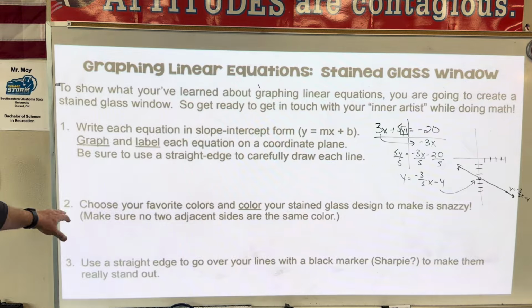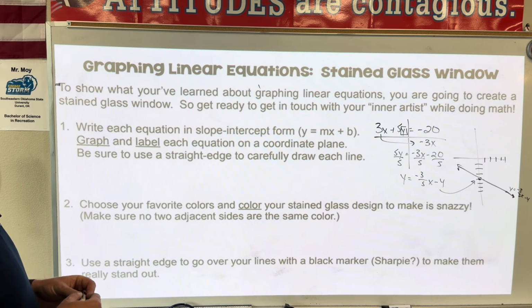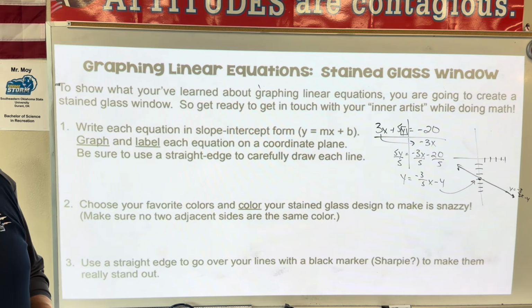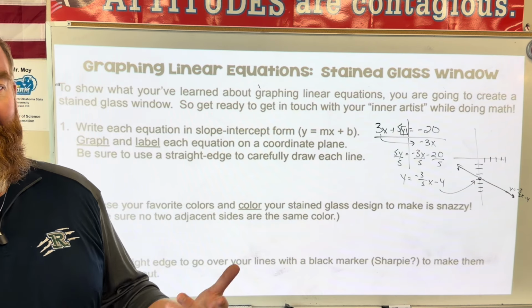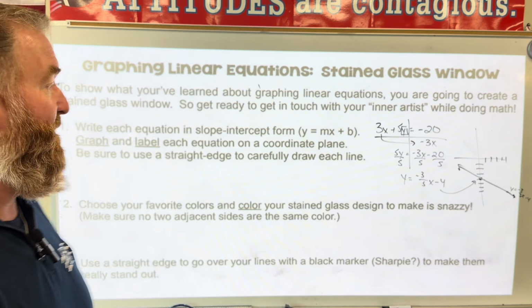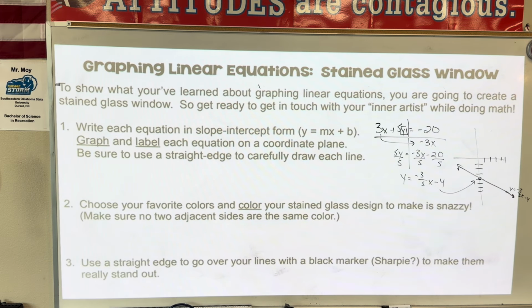Now, at the bottom of that front page, it says number 2, choose your favorite colors, and you're going to color your stained glass design to make it snazzy. I didn't write this. Snazzy means good, pretty. Make sure no two adjacent colors are the same.